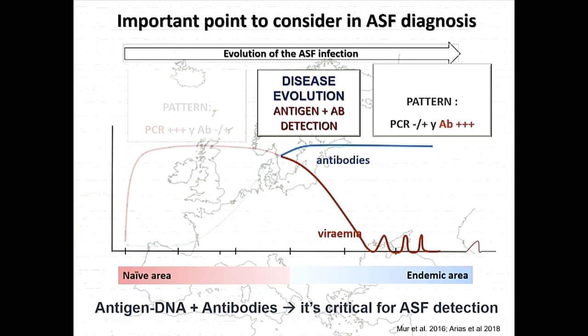So in the case of endemic, it's just the contrary. Sometimes you don't have a clear PCR, or it's an intermittent viremia, so you can find it or not find it, but always antibodies are going to be present. And because today we don't have a vaccine yet, antibodies mean infection.